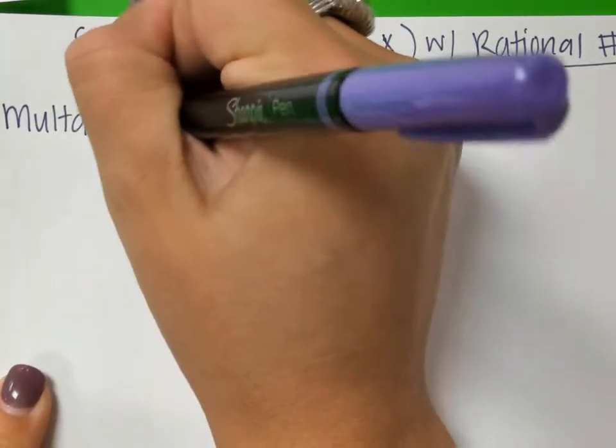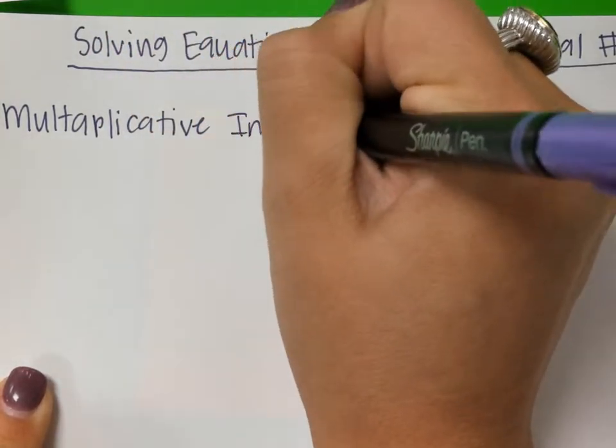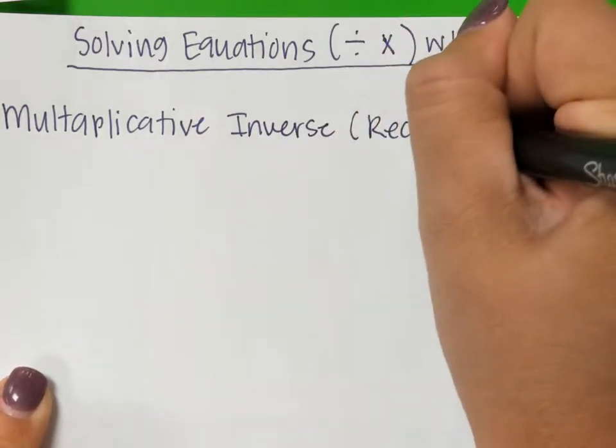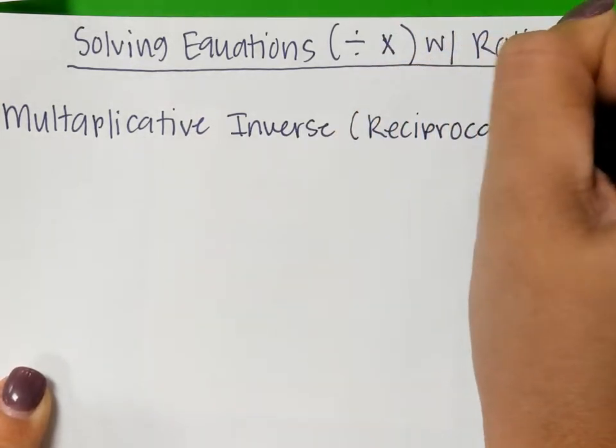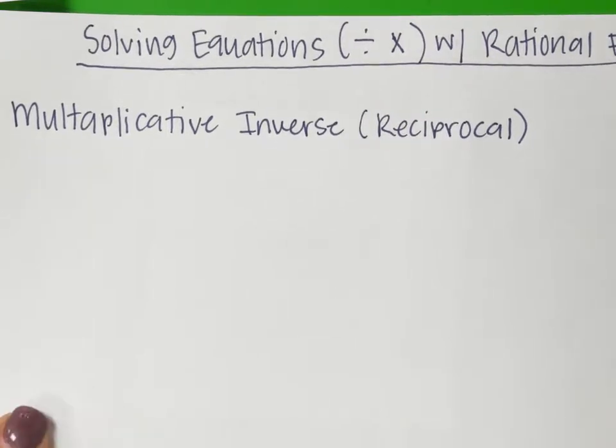Alright, so we've got a multiplicative inverse. This is also known as a reciprocal. Does that sound more familiar? That's all that's on it. So, can anybody tell me what a multiplicative inverse or a reciprocal is?